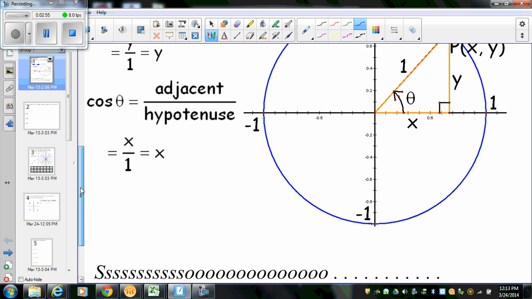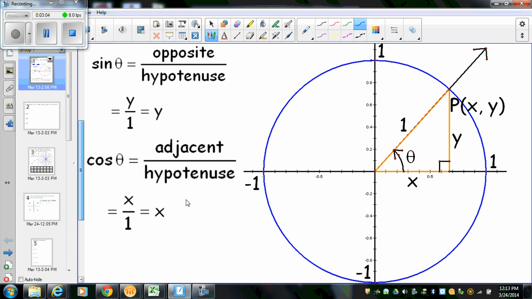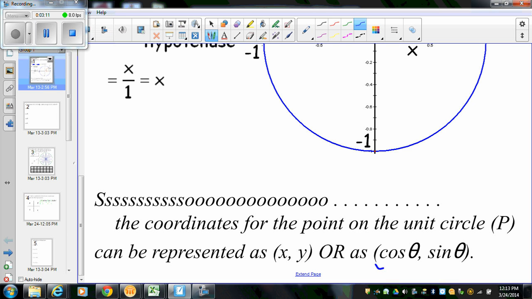If it's on the unit circle, then the coordinates for the point could either be represented as (x, y), or going back to the trig ratios, x is the same as saying cosine theta, and y is the same as saying sine theta. This is a new way to represent the coordinates for any point on the unit circle. But once again, it has to be a circle of radius 1. This does not apply to the point problems we were doing in 17-2 because we did not have a hypotenuse of length 1.